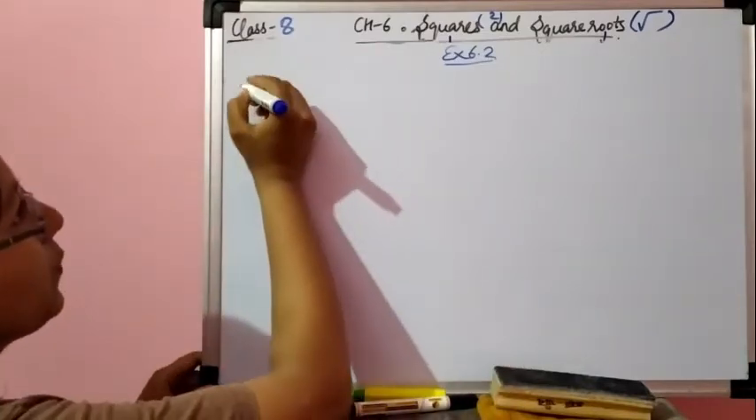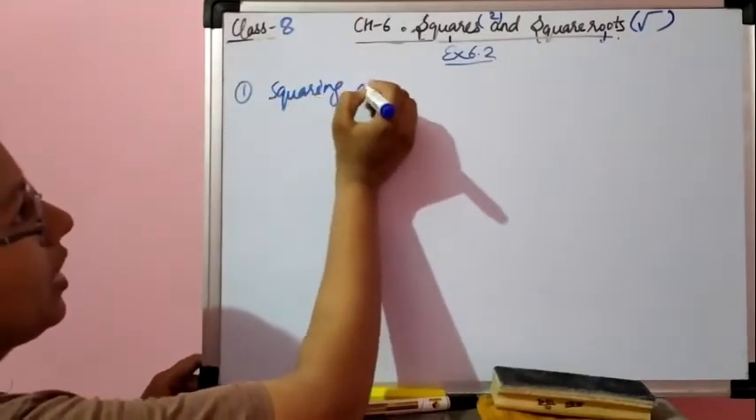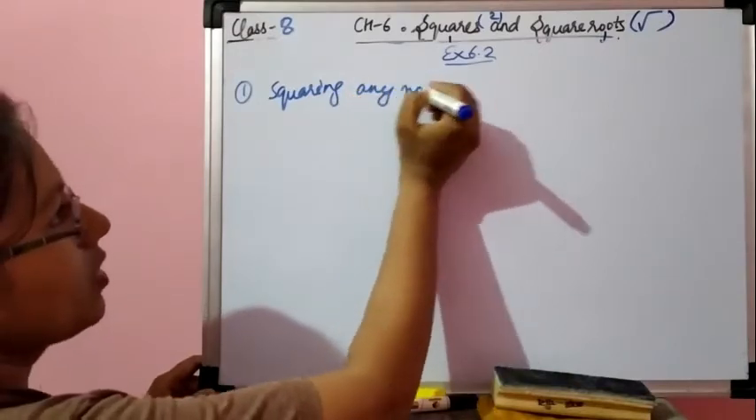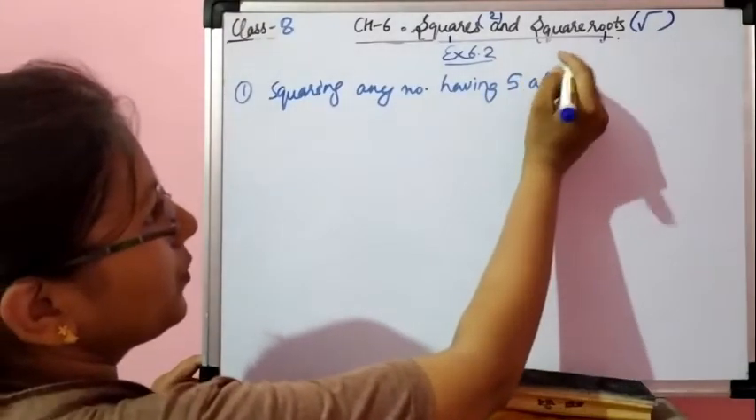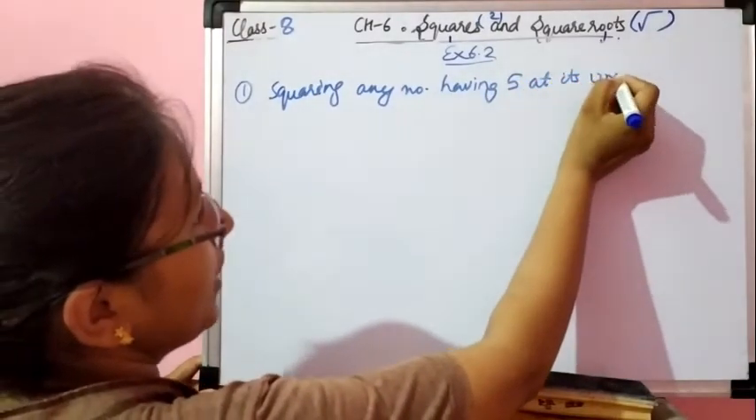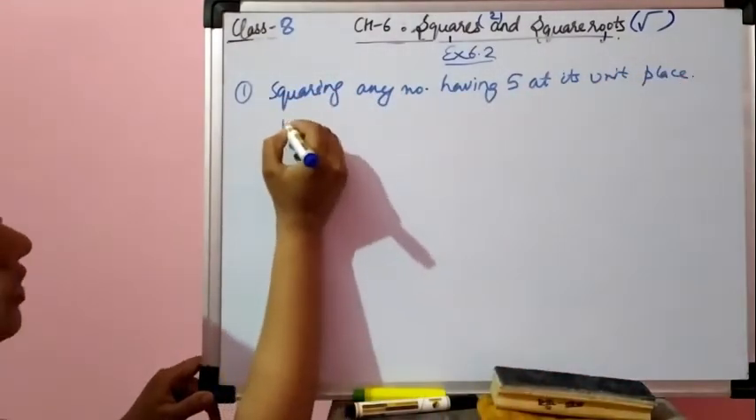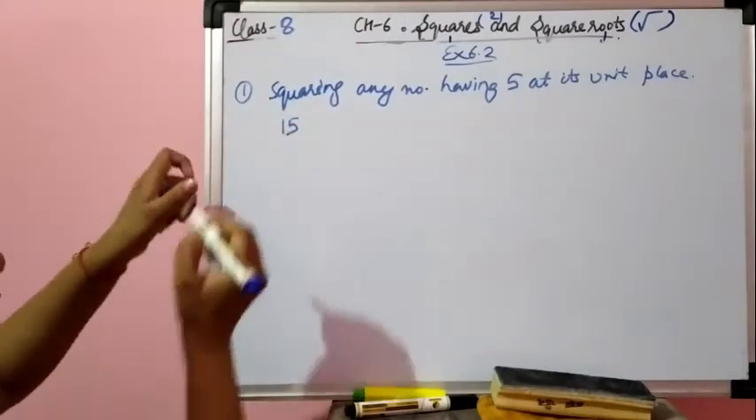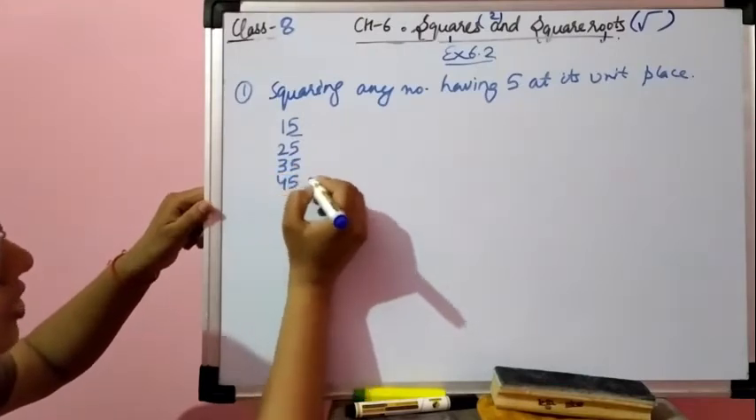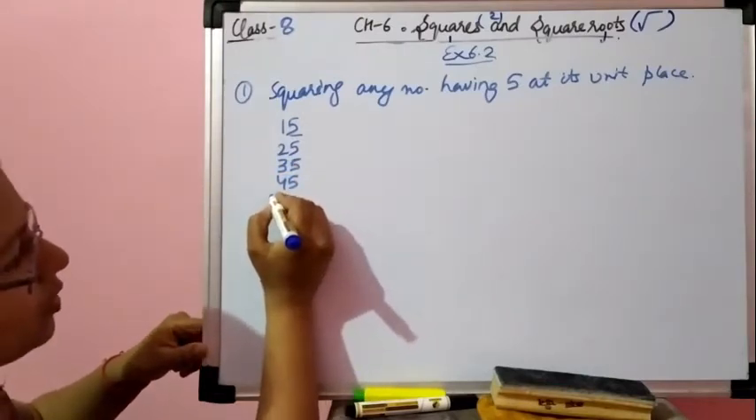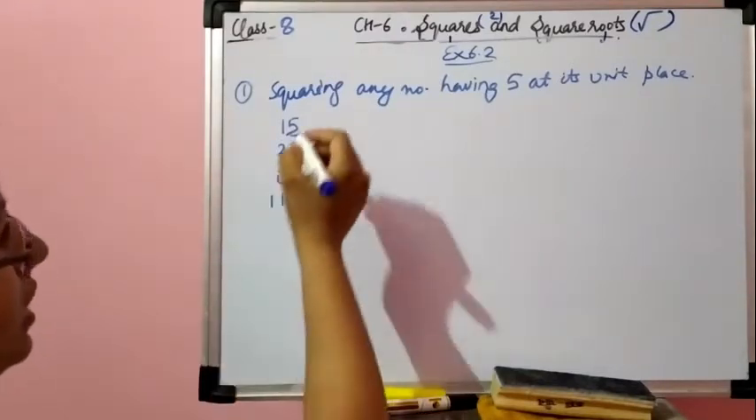The first trick is squaring any number having 5 at its unit place. So if any number has 5 at its unit place, like supposingly 15, the unit place is 5. Similarly 25, 35, 45. It's very easy to find the squares of such numbers. How can we do that? Let's see.